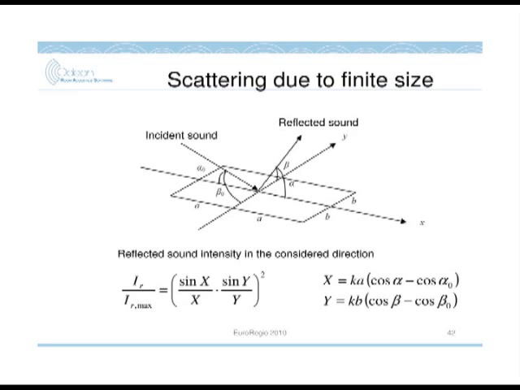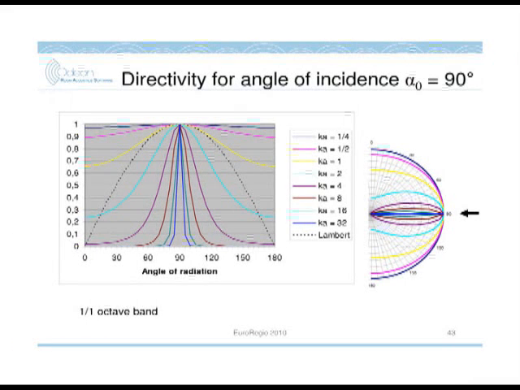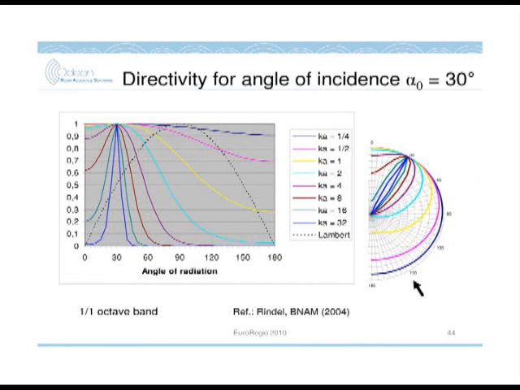If alpha 0, beta 0 are the angles of incidence, then alpha and beta represent the angle of reflection. And then we can calculate the directional characteristics of the sound reflected from a surface. And depending on different angles of incidence, you can see that the sound will have a certain spread in different directions, particularly at low frequencies.